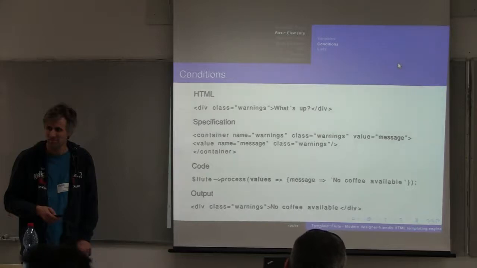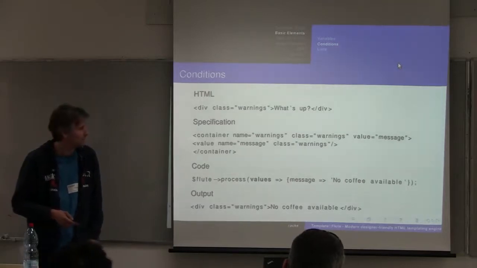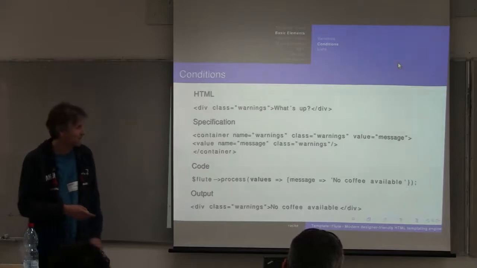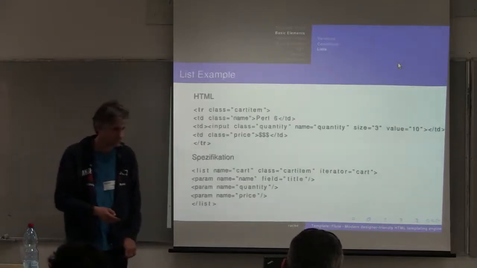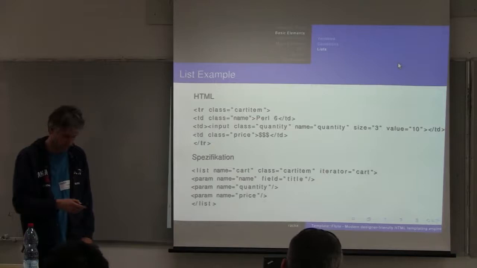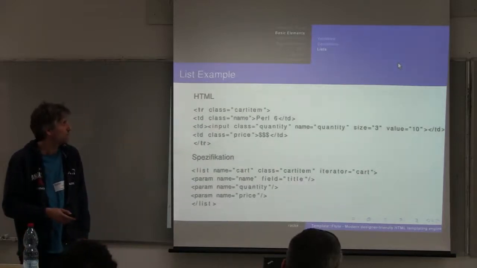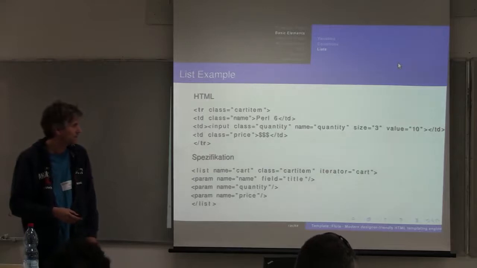What does the instantiation of Flute look like so that it knows this part of the processing is on warnings? Or is it keyed only on the word message? Which doesn't make much sense. Okay, let's go on, maybe. It'll be answered later.